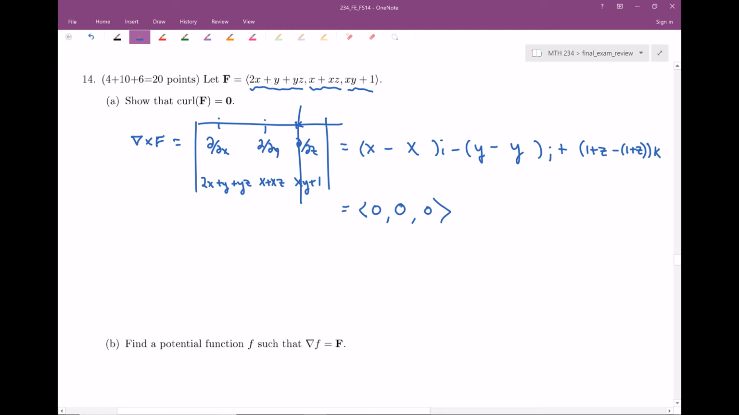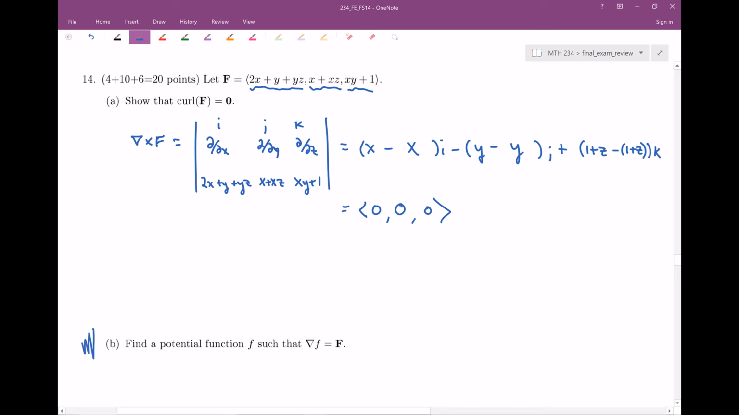So if you don't get this result, this is an indication that we've made a mistake and we should go back and double check. But we certainly need to show this work, right? Because it's not just about the answer, it's about how to get to the answer. So you definitely need to show this step: the x minus x, y minus y, 1 plus z minus 1 plus z. That's an important step in order to get full points. All right, that is part A. We've shown that the curl of F is equal to 0.